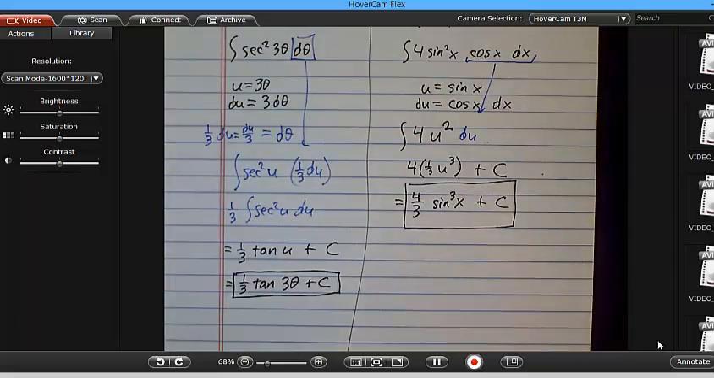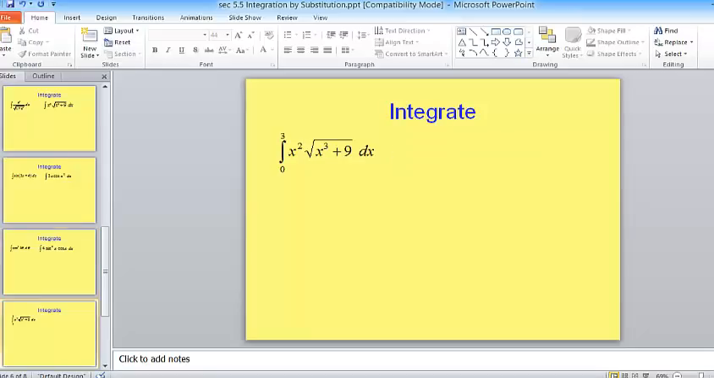Good. Now it's funny because I've been doing all these antiderivatives using substitution, but I haven't yet shown you a definite integral. So I kind of want to end the class doing a couple of definite integrals. Let's try this one first. So here I go. I'll integrate from 0 to 3 of x squared times the square root of x cubed plus 9 dx.